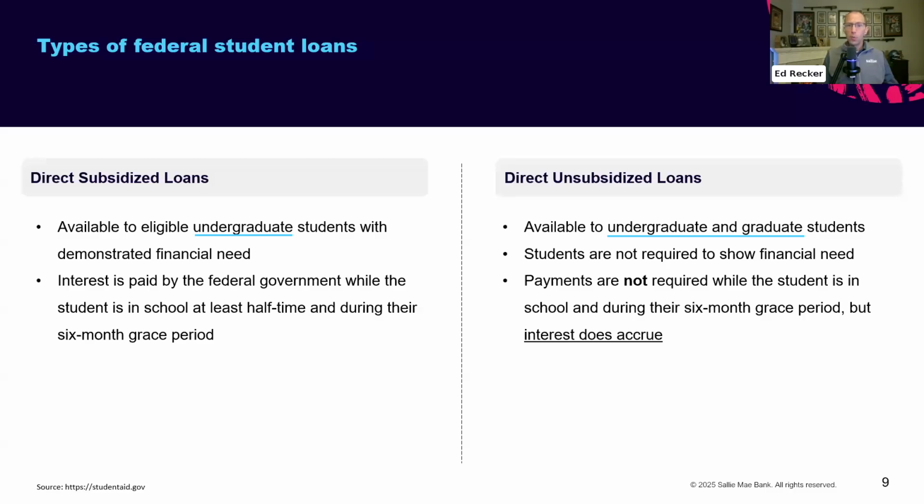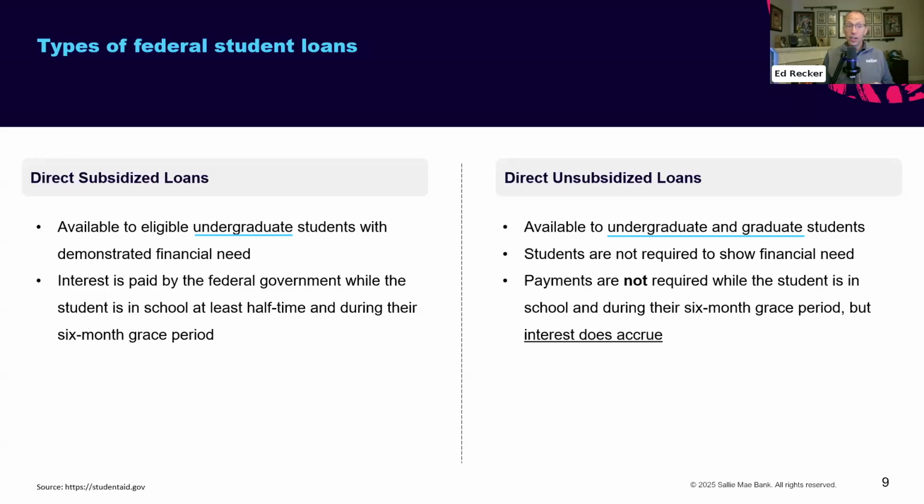So there are two primary federal student loan types, and I'm going to specify these as student loans. Now, there are additional loan types for parents. We're going to talk about those in just a little bit. But for right now, we're going to focus on the student loan types. And those two types are a federal direct subsidized loan and a federal direct unsubsidized loan.